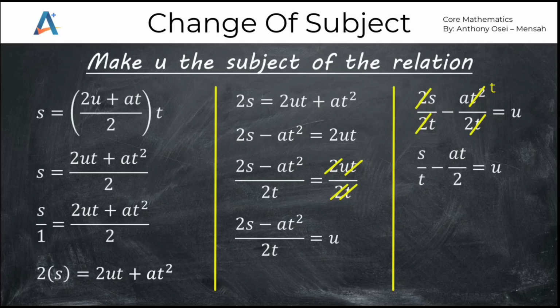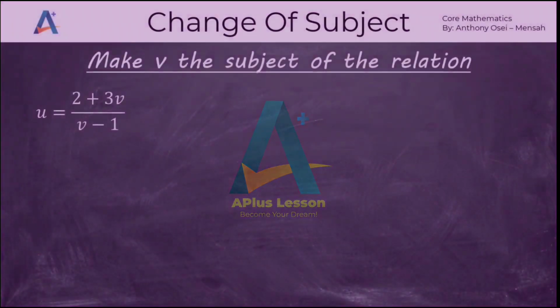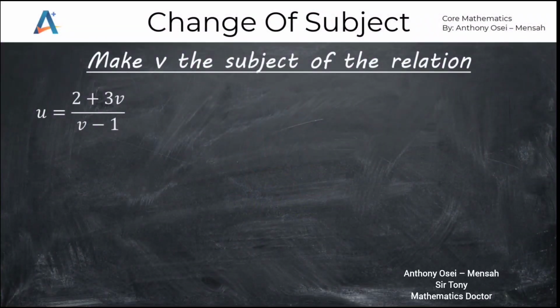So finally, in this question it reads, make v the subject of the relation: u is equal to 2 plus 3v, all divided by v minus 1. This is change of subject, since we have been asked to make v the subject. Now when we study this question, we realize that v, the subject that we want, is situated at the right hand side of the equal sign. So we'd have to go through the method that can make v the subject.